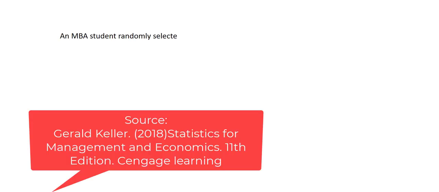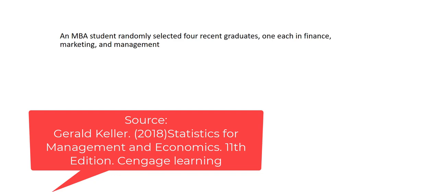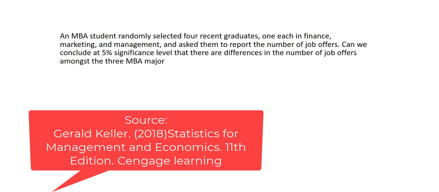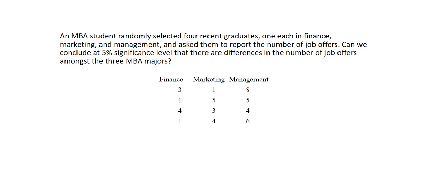An MBA student randomly selected four recent graduates, one each in finance, marketing, and management, and asked them to report the number of job offers. Can we conclude at 5% significance level that there are differences in the number of job offers amongst the three MBA majors? We have the data provided here.